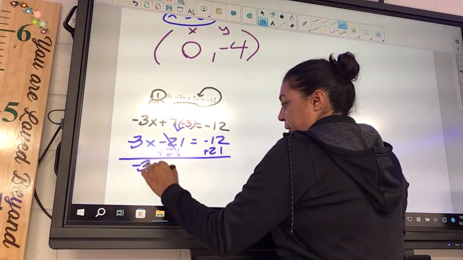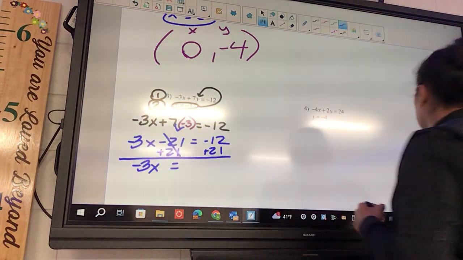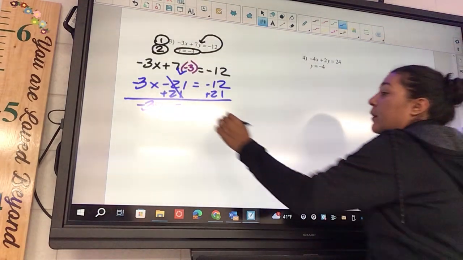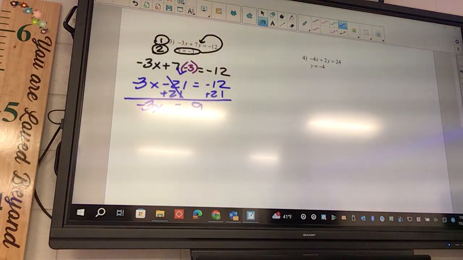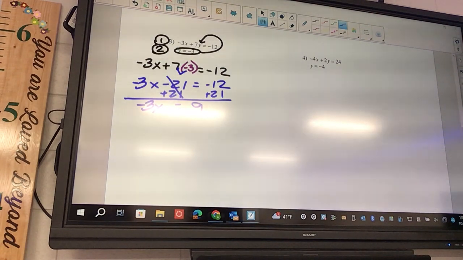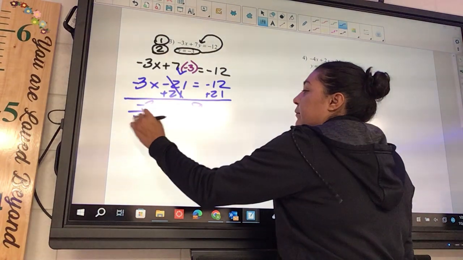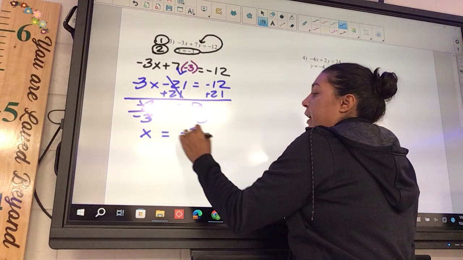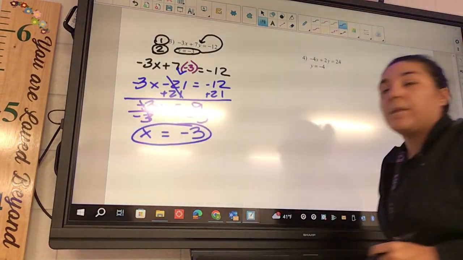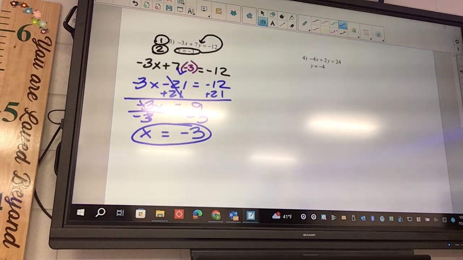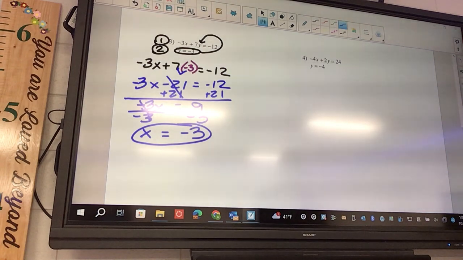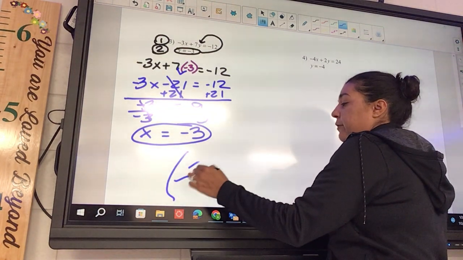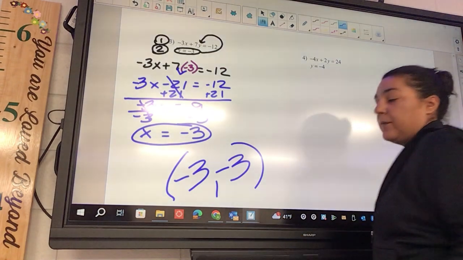Okay, so I got -3x equals something. 9? Yep, 9. Then what? Divide by -3. So we're going to get x equals -3. Okay, and then we need to write our coordinate. Which one's going to go first? The x, which is -3, and the y is also -3.